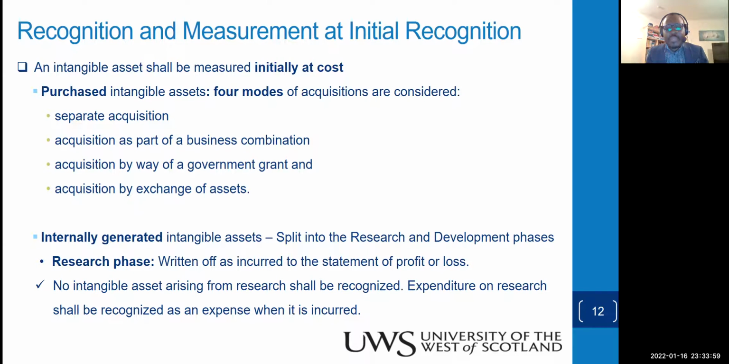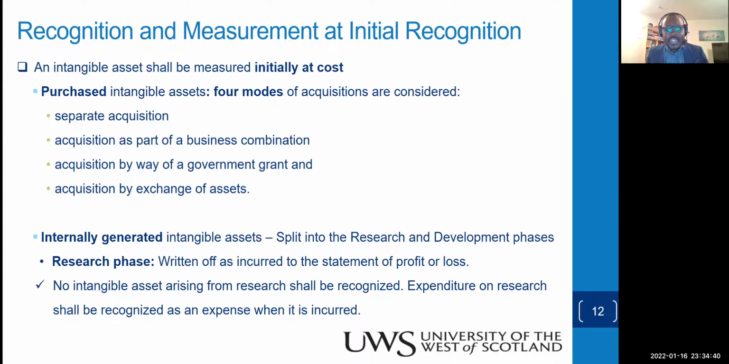Intangible assets should normally be measured initially at cost. For purchased intangibles, we have four modes of acquisition. Separately acquired: it's easy to identify the cost. Acquired as part of a business combination: we can easily tell the cost, and we can easily separate the identifiable parts. By way of a government grant: the government gave you a grant, and you can easily identify the cost. Or in an exchange of assets, I give you AstraZeneca, you give me Moderna. So we can always tell the cost reliably.